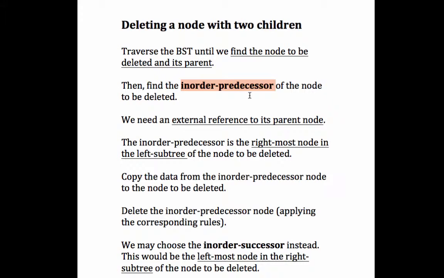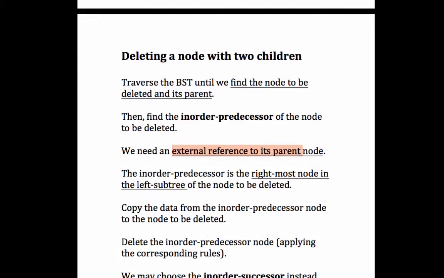So think about it. You're going to delete a node. You're going to traverse the tree in order and find the node that comes before the node that you want to delete. This is called the in-order predecessor. And of course we need to know where it is, so that means finding it, and we need to have a reference to its parent node. So we have an external reference leading us to the in-order predecessor node. We have an external reference to the parent of the in-order predecessor node.